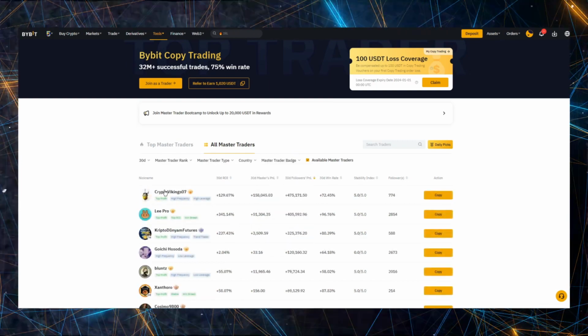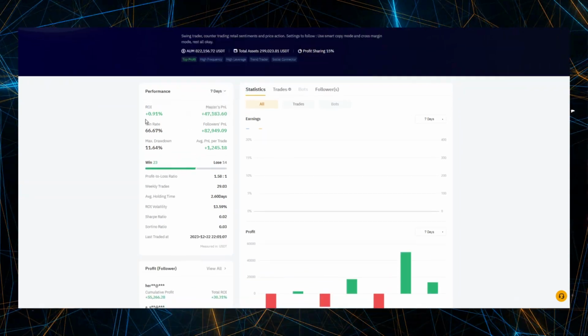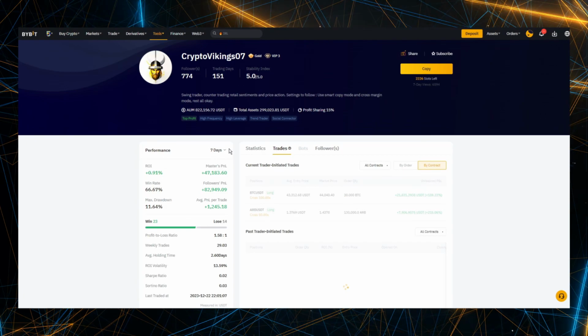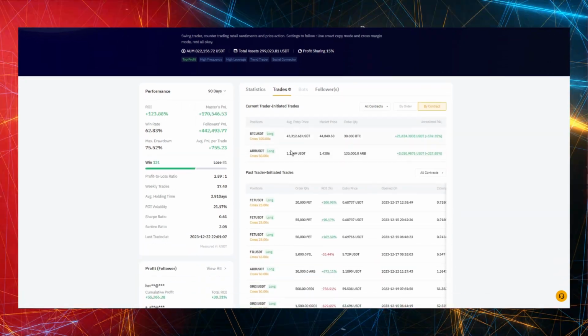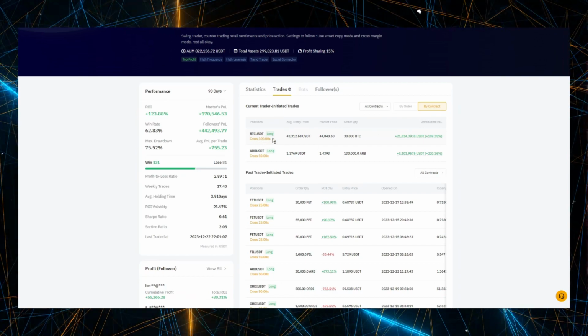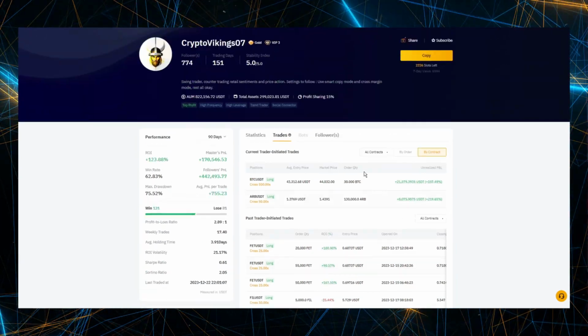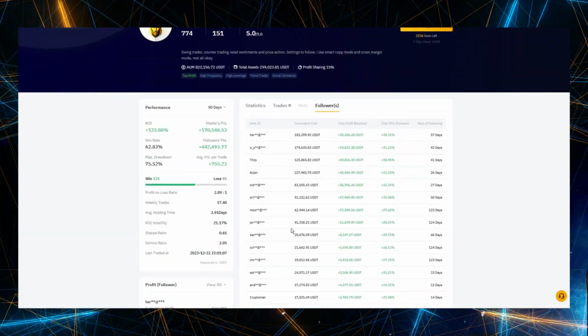And, accordingly, you can watch everything, and in case you find someone suitable for you, watch him. You see good PNL and subscribers. In principle, a large number of deals is not bad. You can watch not for 7 days, of course, but for 90. Everything is in the pluses. The only thing is that he has, you see, high leverage. It is better if you copy his strategy to lower this leverage, and you can also watch his subscribers.